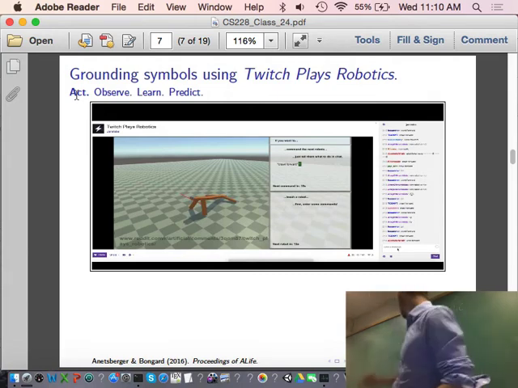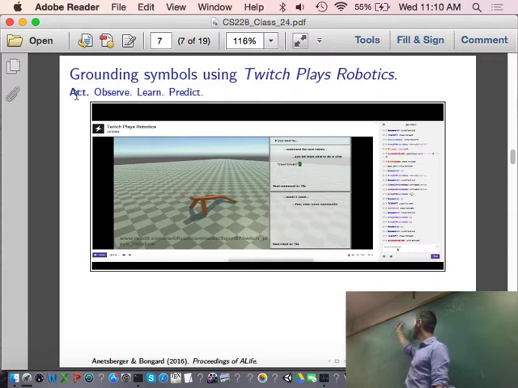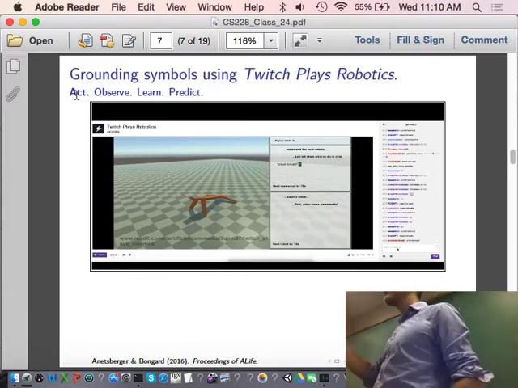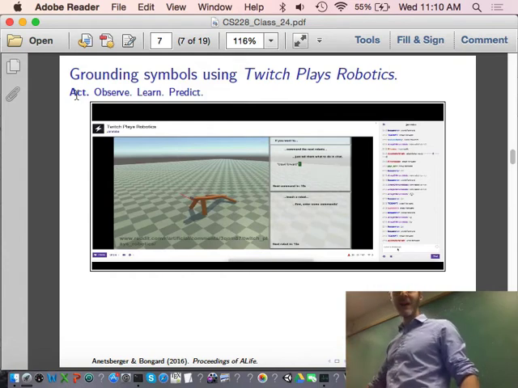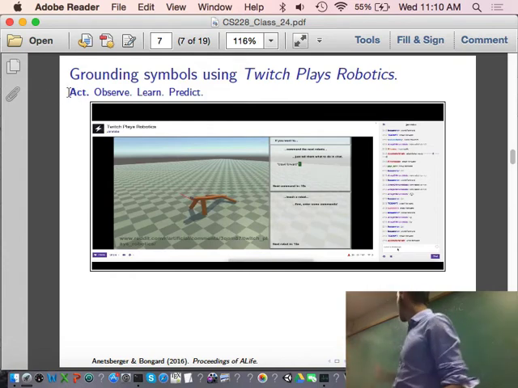So the first thing the robot has to do is something to provide the raw material to get the crowd thinking about what kinds of language they might be able to teach the robot. So I'm going to now go through the details of the Twitch robotics project. I don't expect you to remember all the details, but to summarize, there are 4 steps.